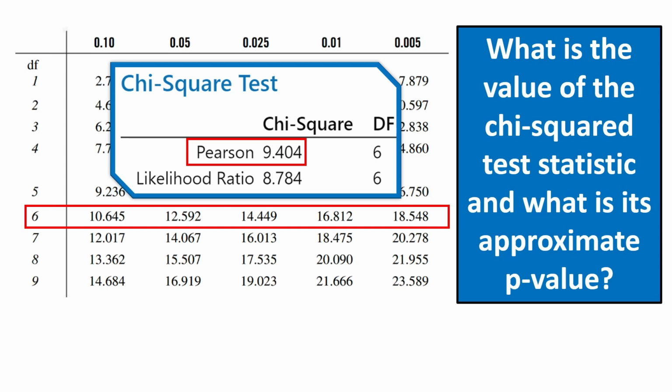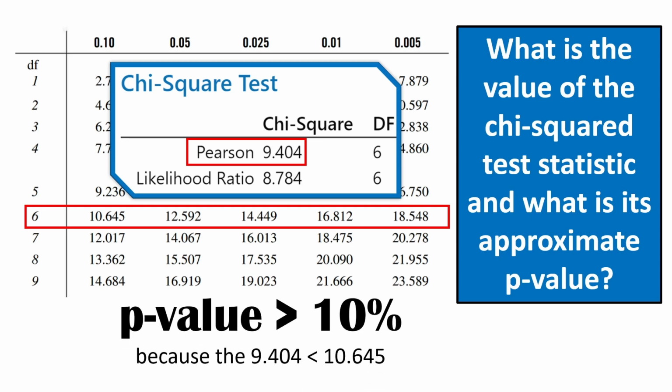And so what does that tell you about the p-value? Well, this is the way I like to think about it, in case you weren't sure. If our test statistic was 10.645, then the area in the upper tail of the chi-square distribution, which is what the p-value would be if that was our test statistic, that area is 10%. But because our test statistic is to the left, the area in the upper tail is more than 10%. So our p-value is greater than 10%.